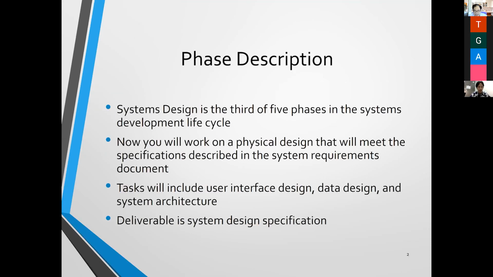In this phase, after we move from the analysis phase, now is the design phase, where we have to focus on input and output design. System design is the third of the 5 phases of the system development life cycle, because after we finish this phase, it is the phase for the programmers to develop the software, and the last phase is the maintenance phase. Now you will work on a physical design.